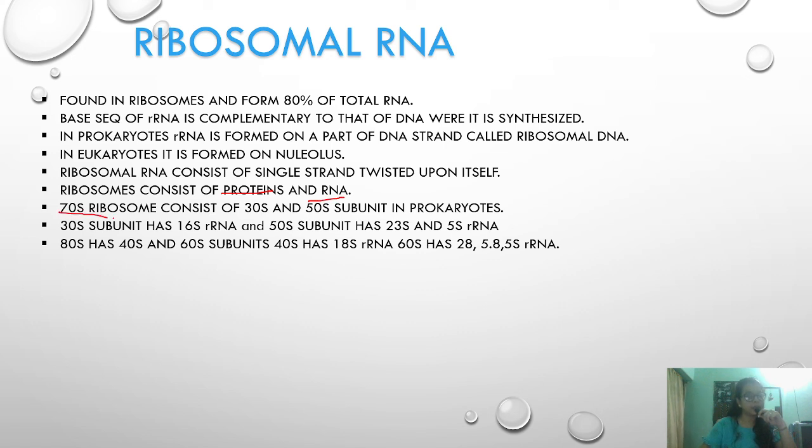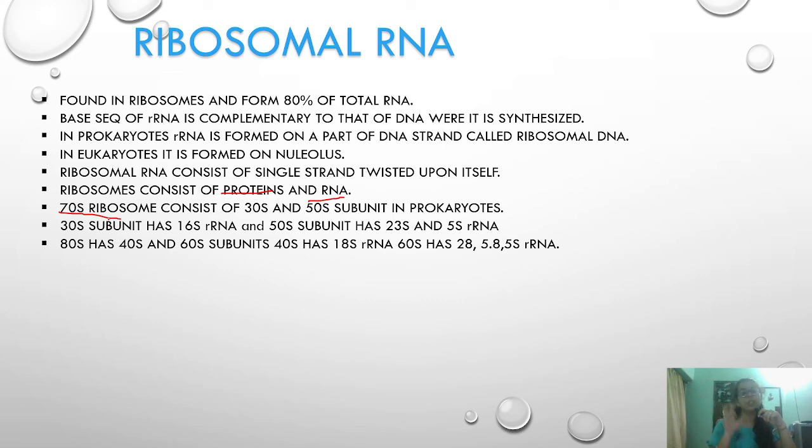There are two types of ribosome. One is 70S, which is found in case of prokaryotes. Second is 80S ribosome, which is found in case of eukaryotes. This is important to be noted down. Again, the 70S ribosome in prokaryotes is divided into two subunits, that is 30S and 50S.